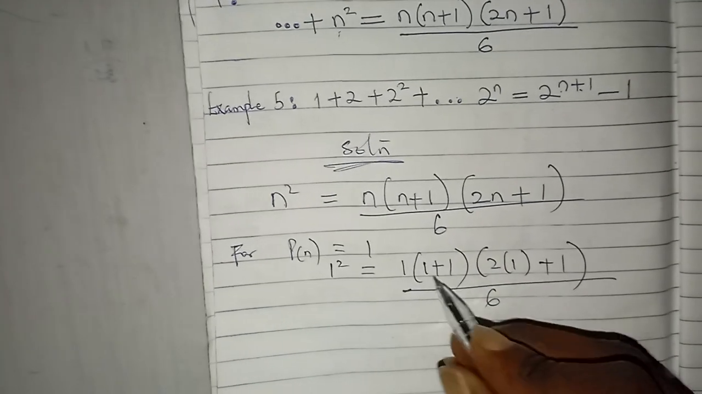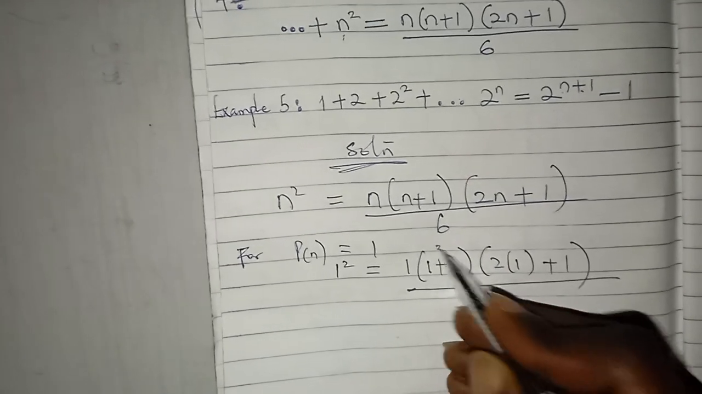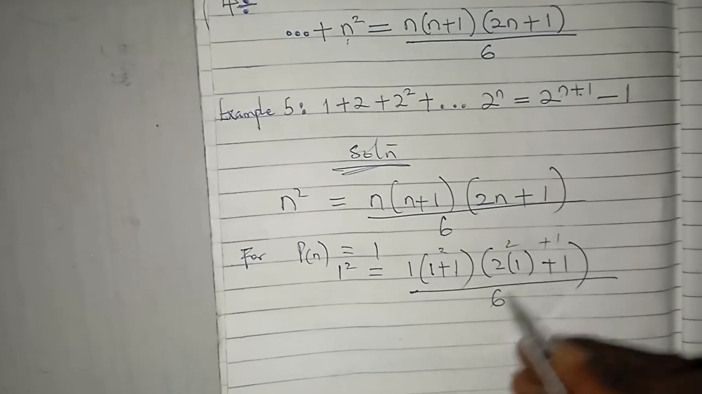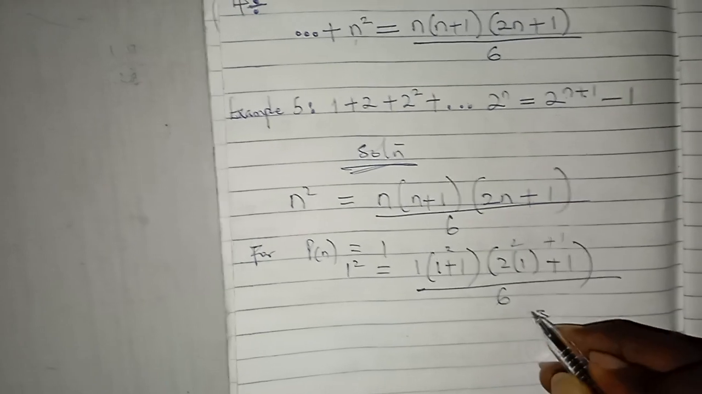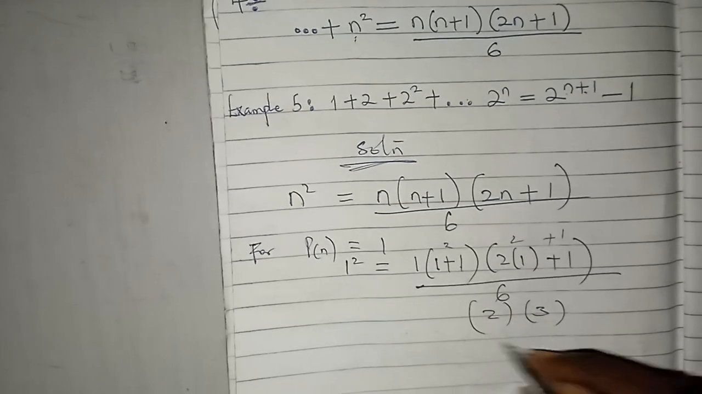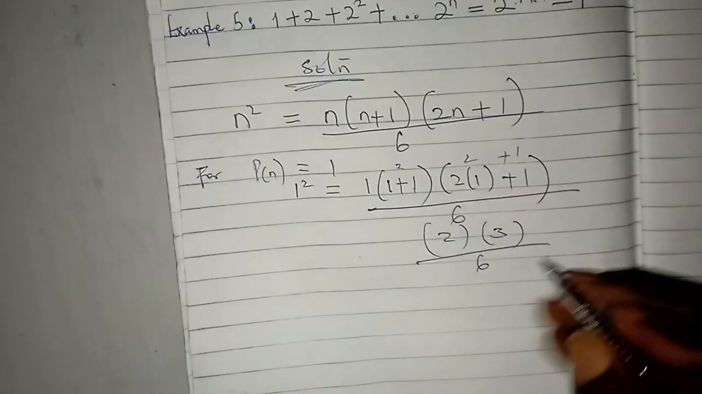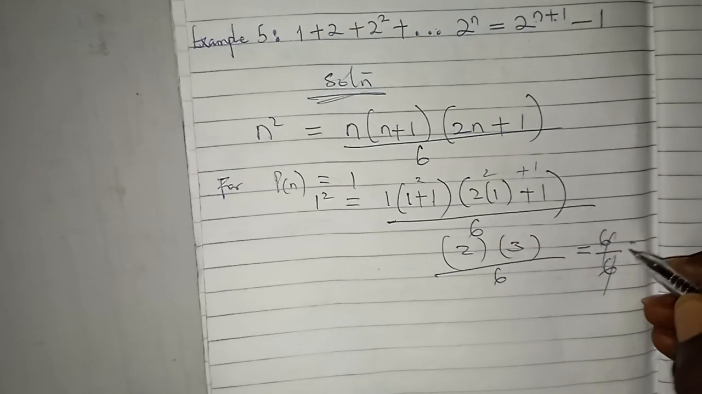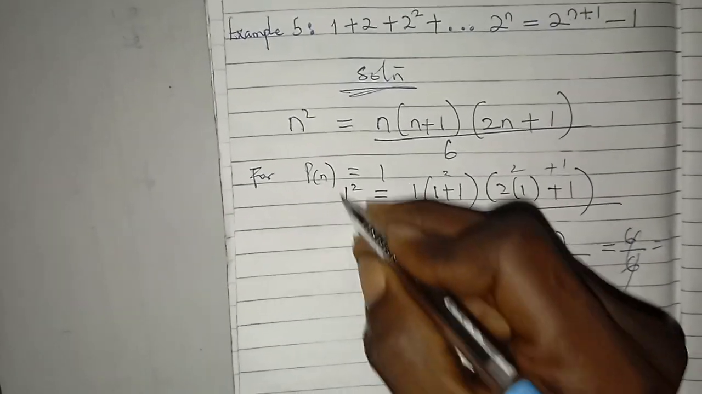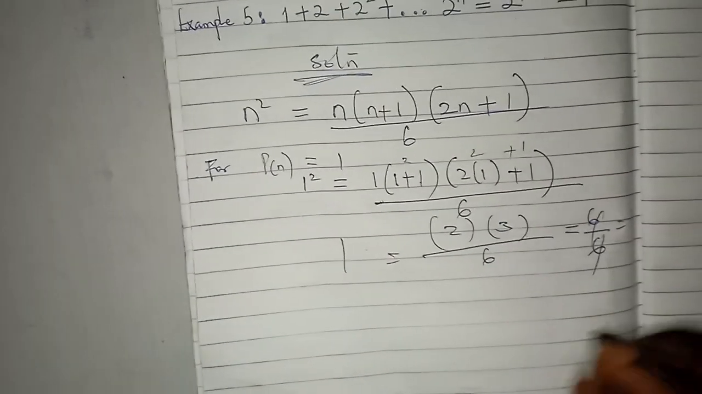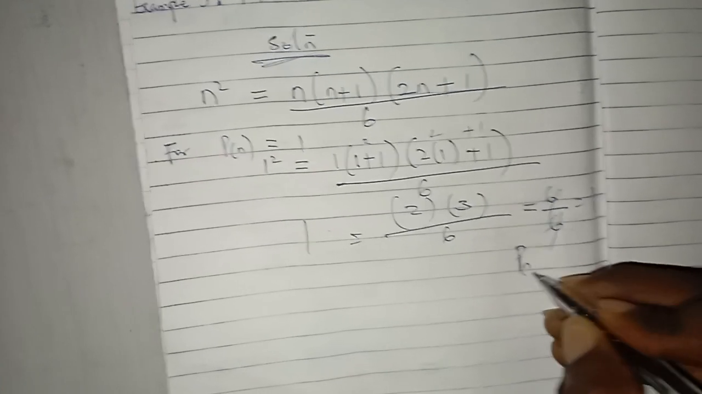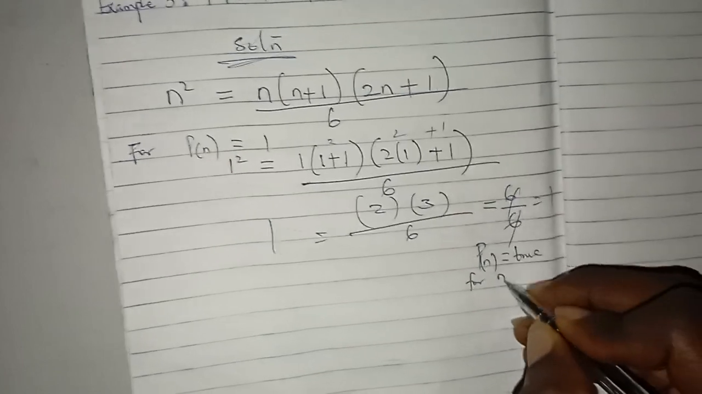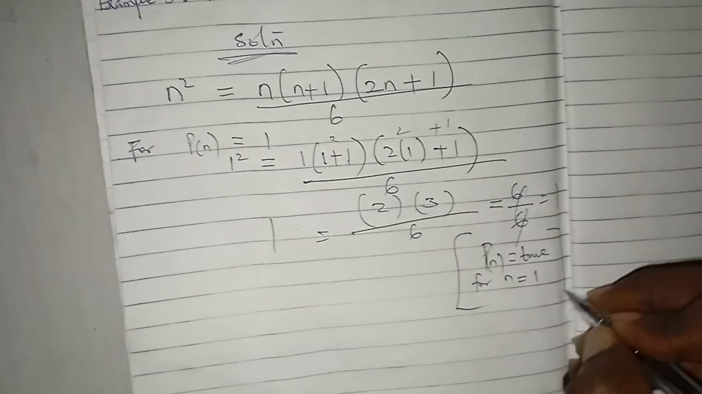All over 6. So notice that this is 1 plus 1, 2. 2 plus 1, which is 3. This is 3 here. This is 2 here. All over 6. When you learn this thing where you become very fast and rough, you don't really care. So 1 squared is 1. So 1 is equal to 1. So P of n is true for n equals 1.